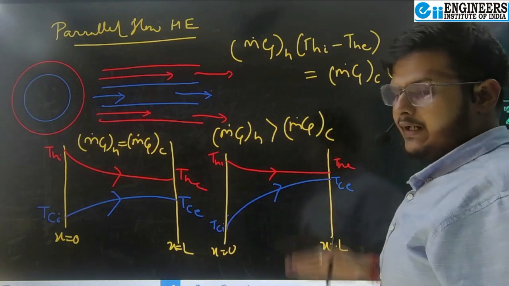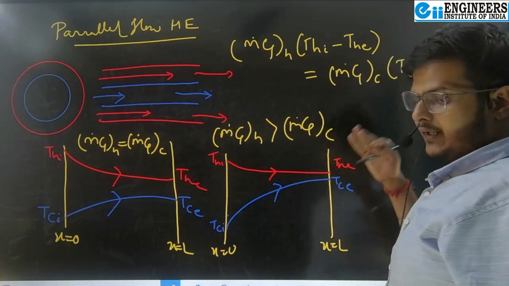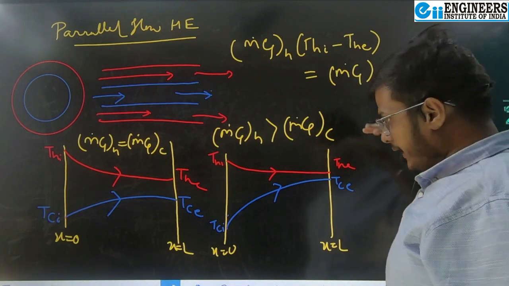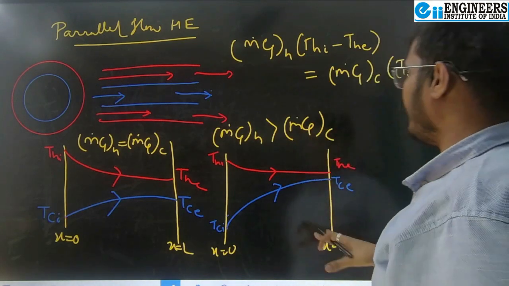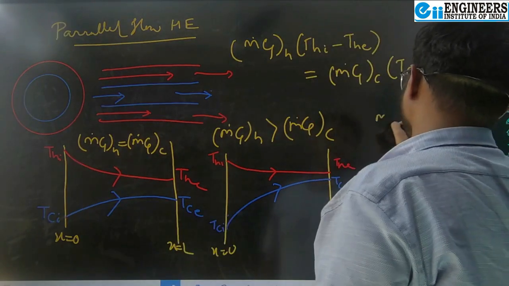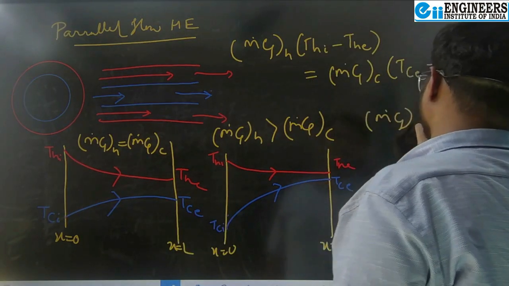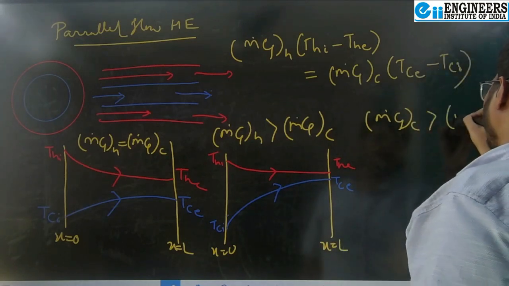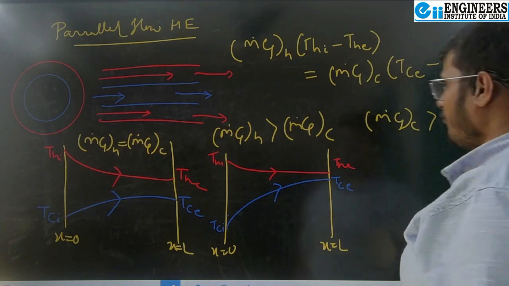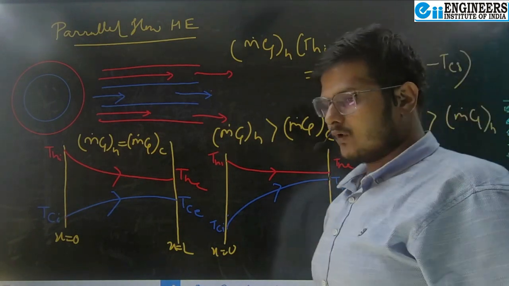Now similarly, let us move on to a case where mCp hot is less than mCp cold, or you can say the heat capacity of cold is greater than the heat capacity of hot. In this case, what will happen?